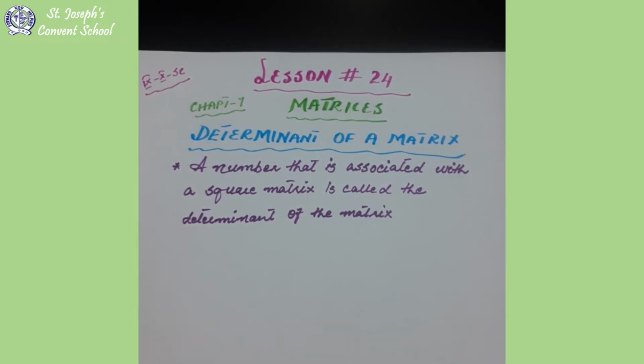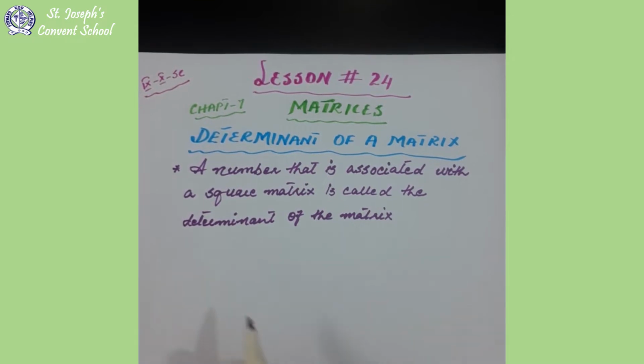Now what is the determinant actually? A number that is associated with a square matrix is called the determinant of the matrix. So we find one answer of the matrix, and that is called the determinant. Let me write how you write the determinant.